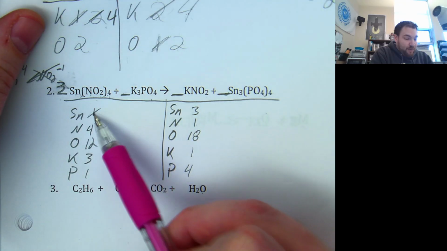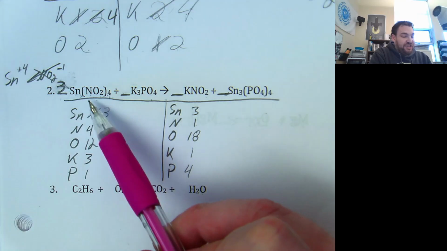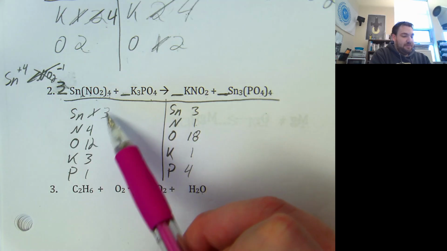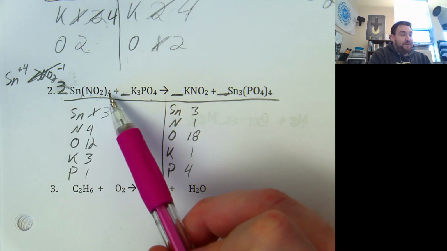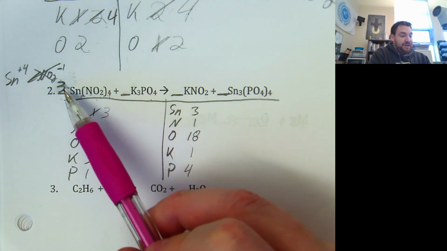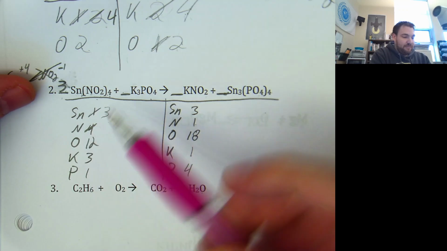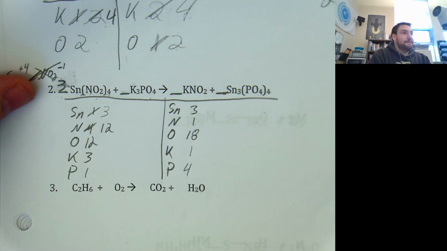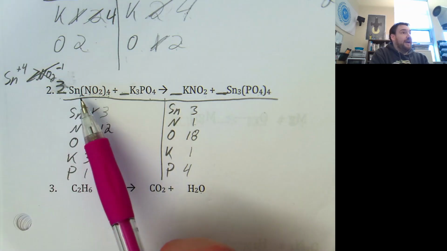So now I'm going to cross out that 1, and I'm going to change that number to a 3. You betcha. But what else have we changed? We've changed the number of nitrogens. How many nitrogens are there now? 1 times 4 is 4, times 3 is 12. You're multiplying it all the way out.